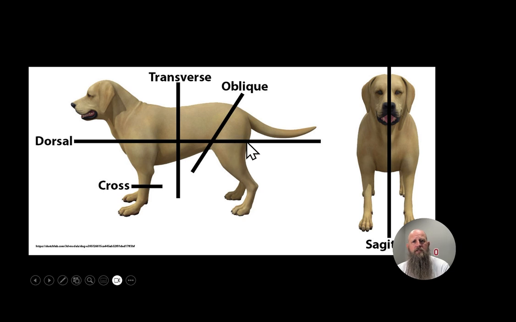Your dorsal section is equivalent to the frontal section of a human. It's going to divide it into dorsal, back, and ventral, front. So dorsal and ventral are the terms that we use in a quadruped.